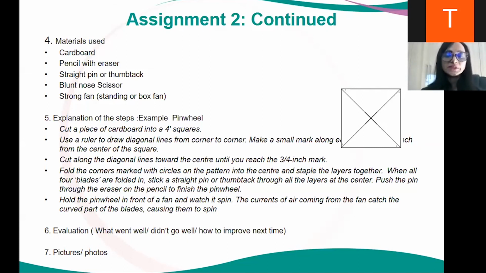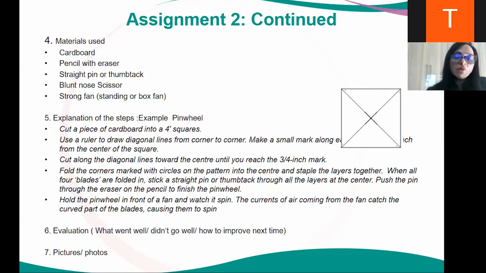Explanation of the steps. Now, this is an example of making a pinwheel. And here you will explain the steps that you would use to make the object. And next, you will state how the object that you made is used to show that air causes movement. For example, look at bullet number 4. Fold the corners marked with circles on the pattern into the center and staple the layers together.